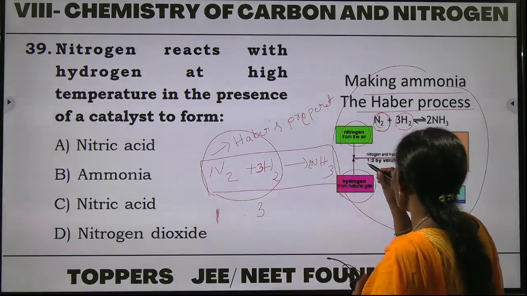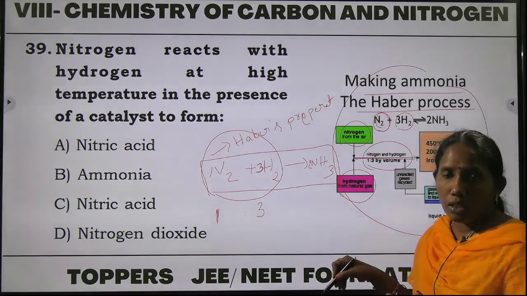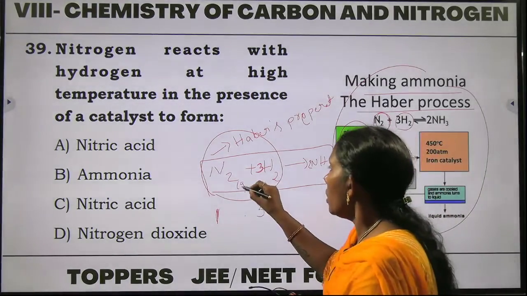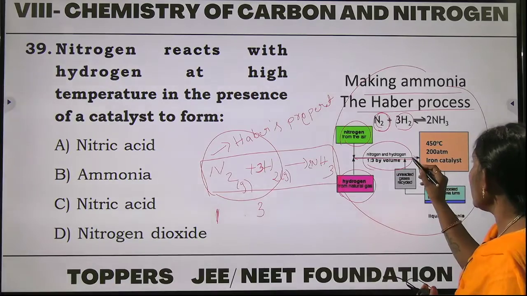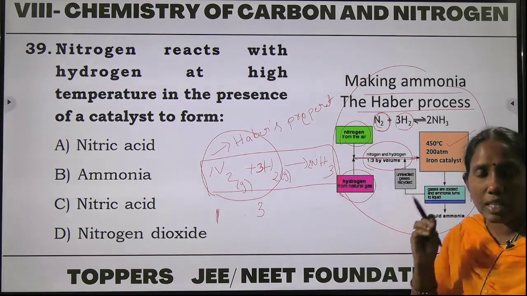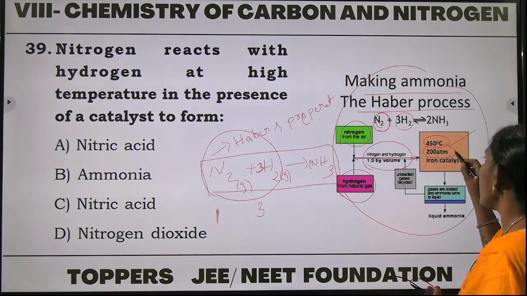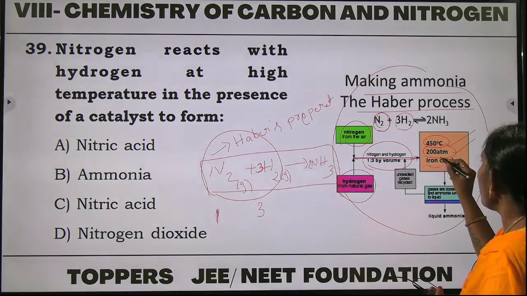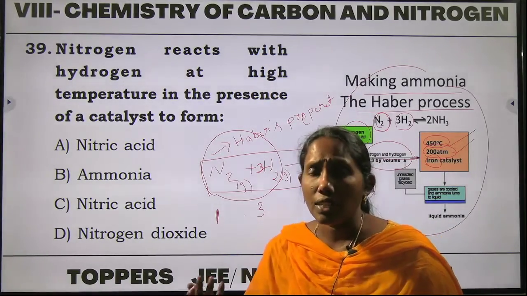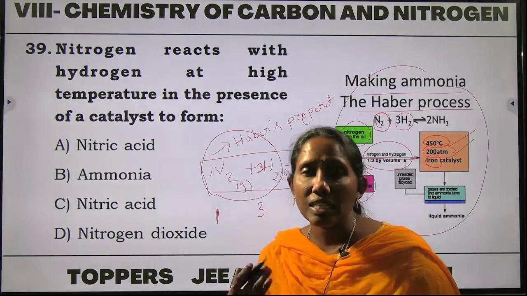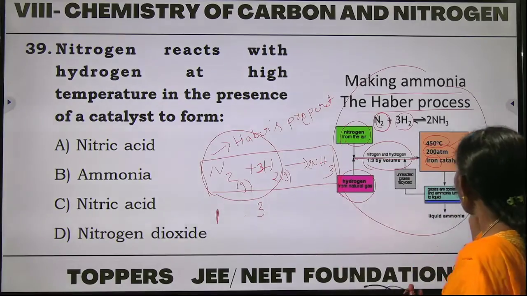In the Haber's process, we are using nitrogen and hydrogen in a 1:3 ratio by volume. Gases we are mixing, not solutions. Here we are mixing by volume at 450 degrees Celsius. Compulsorily we have to maintain the high temperature of 450, and pressure is 200 atmospheres, and here we use iron as the catalyst. What is the work of the catalyst? The catalyst will not be involved in the reaction, but it speeds up the rate of the reaction. That is called a catalyst.